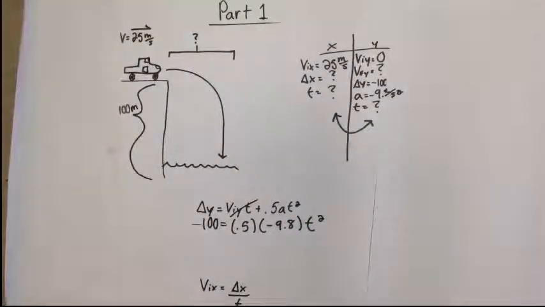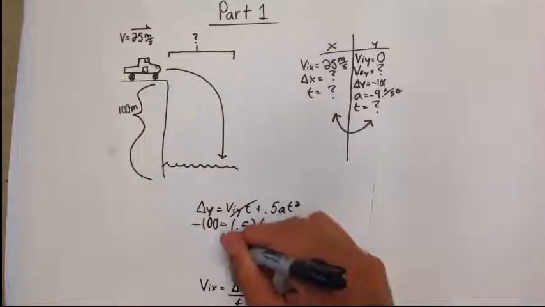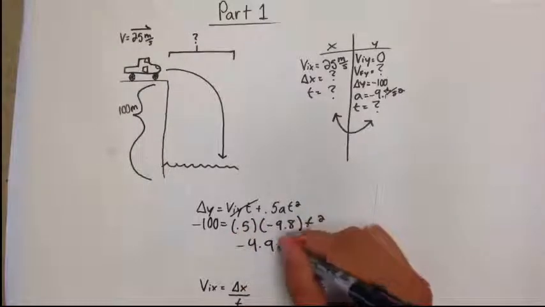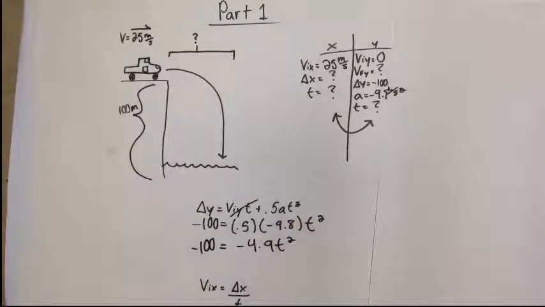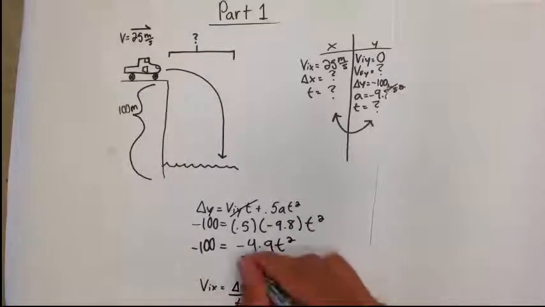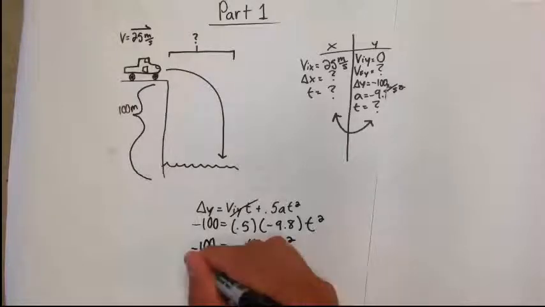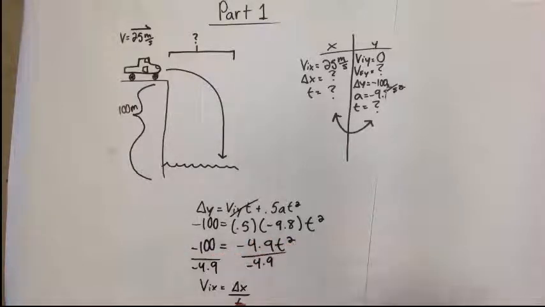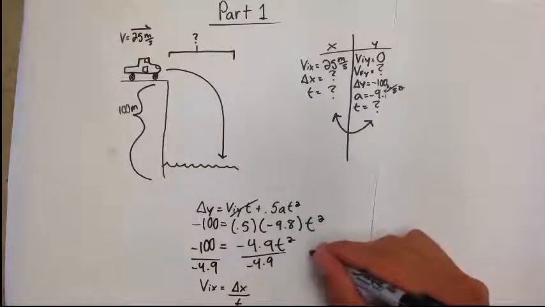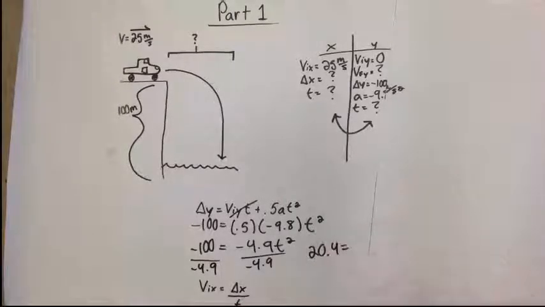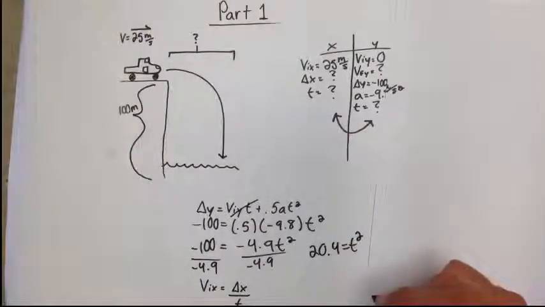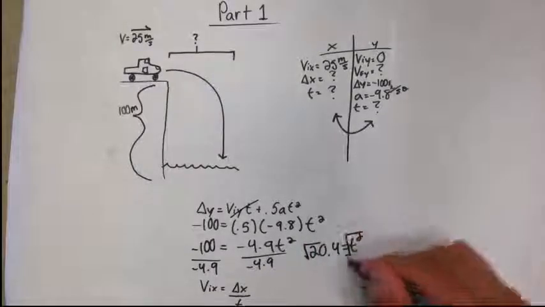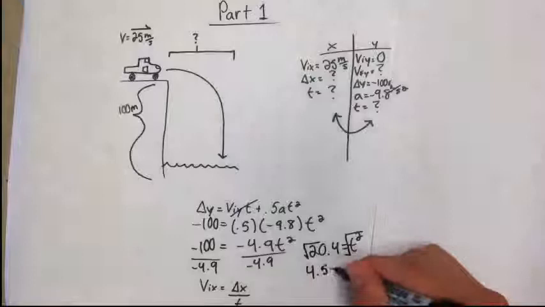To solve this equation, we just need simple algebra. Negative 4.9 times time squared equals negative 100. To get time alone, we divide 4.9 into 100. And we get 20.4 equals time squared. Taking the square root of both sides gives us 4.5 equals time.